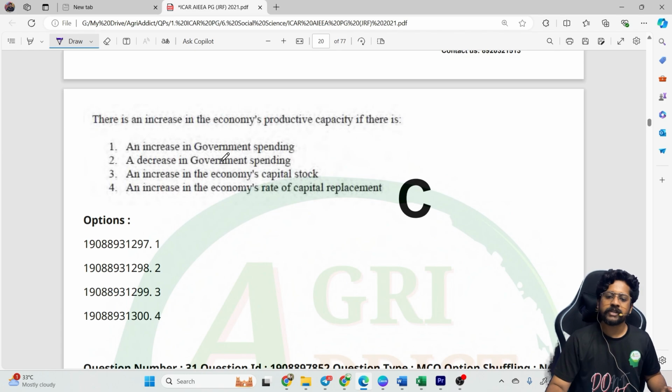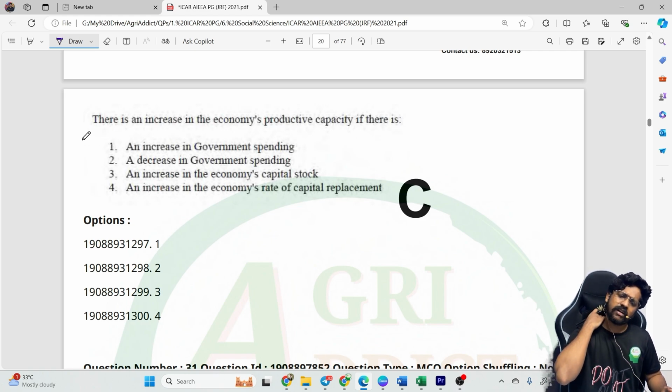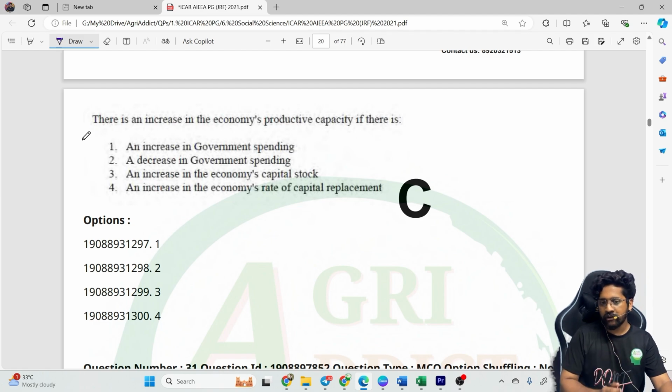There is an increase in the economy's productive capacity. What will happen if there is an increase in the economy's productive capacity? Upon what reason is the economy's productive capacity going to increase? The options go like this: an increase in the government spending, a decrease in the government spending, which is not having a direct relationship with the economy's productive capacity. Even though with an increase in the government spending there is a possibility for an increase of the economy's productive capacity, if the government spending increases for unproductive things, then there might also be counter effects. So therefore we cannot find a complete conclusion from all those reasons.